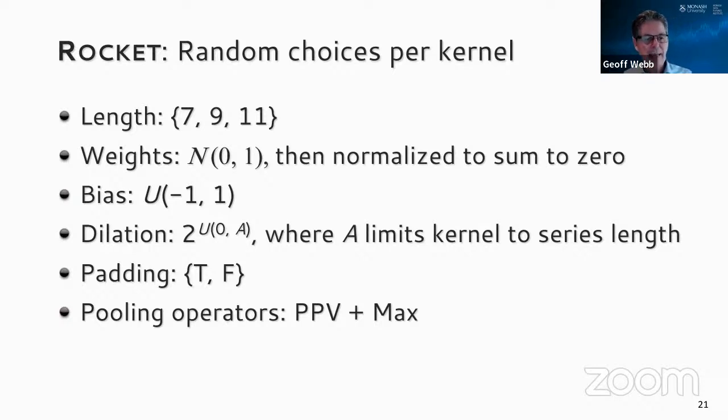There's a thing called padding, which essentially controls whether the resulting convolutional output is the same length as the original series or is shorter than it. And that's simply chosen at random, whether to apply it or not. And then for Rocket, we use two summary statistics, so two pooling operators: proportion of positive values, which I explained a second ago, and max, which is simply the maximum value in the output. And that's a very common pooling operator used in deep learning.